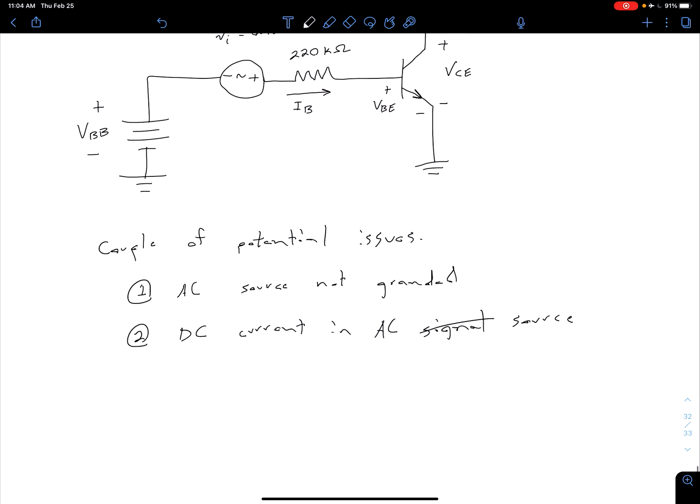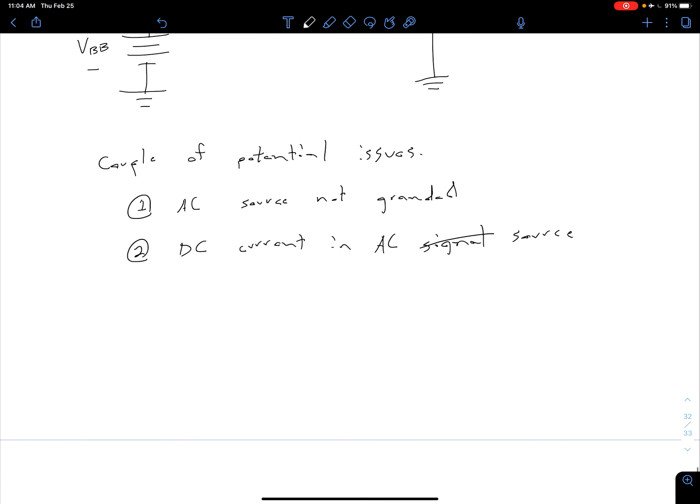So what we're going to do then is look at a couple of alternative ways that we can bias the BJT. The first way we're going to look at is using a single base resistor. And then after that, we're going to look at a different technique of voltage divider biasing. That's where we're going to spend the rest of our time in this unit. We're going to go over the basics of these two methods and then work some examples to get more comfortable with them.